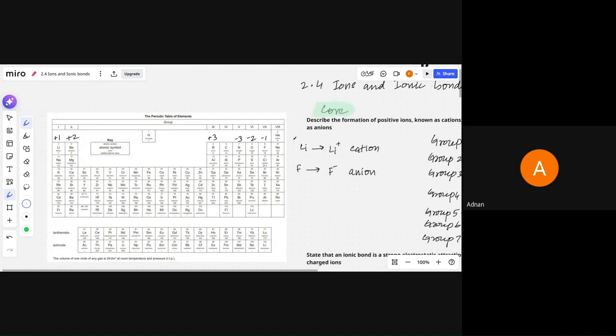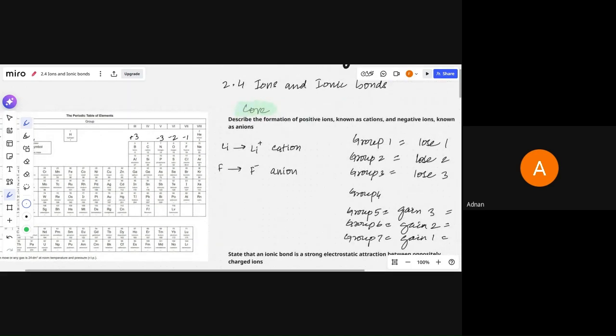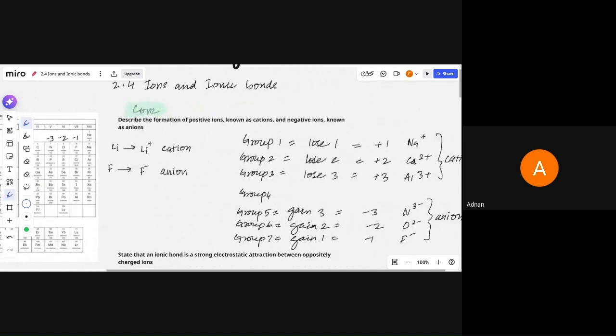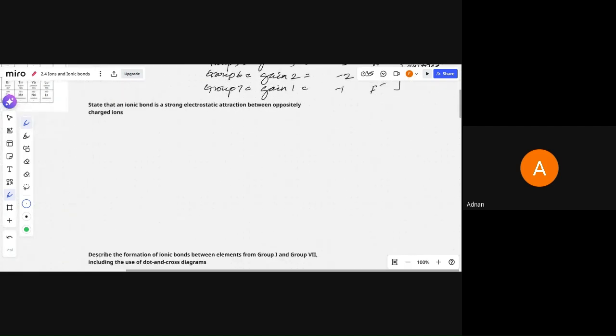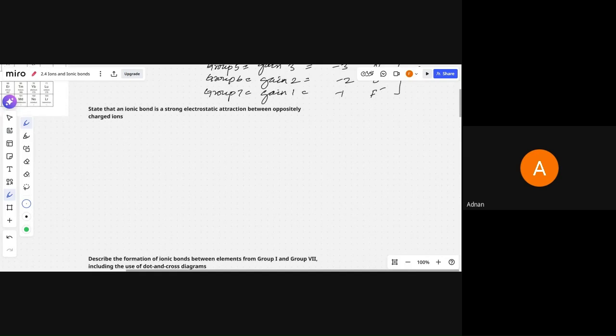So this is what you need to remember and understand in this topic, which states: describe the formation of positive ions known as cations, and negative ions known as anions. Okay, so the next one is: state that an ionic bond is a strong electrostatic attraction between oppositely charged ions. An ion is an atom or molecule with an electrical charge.